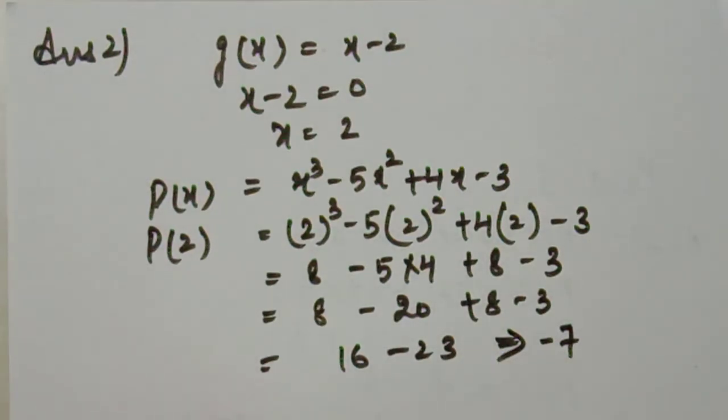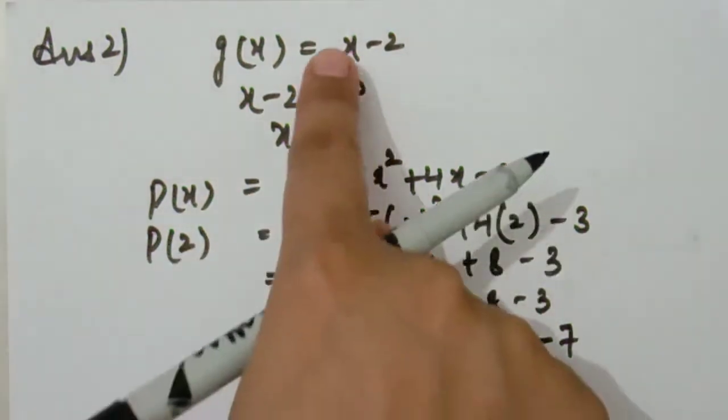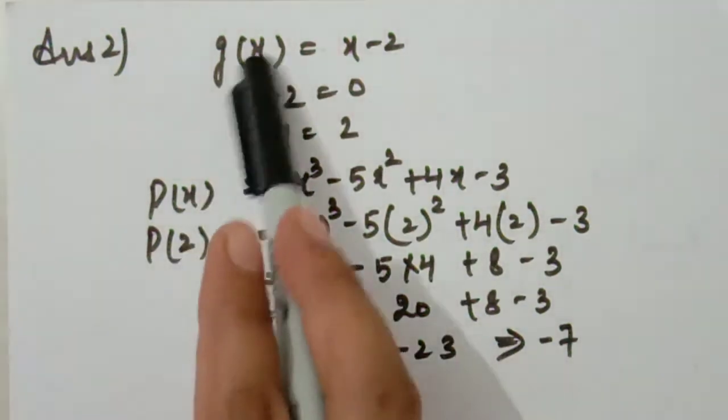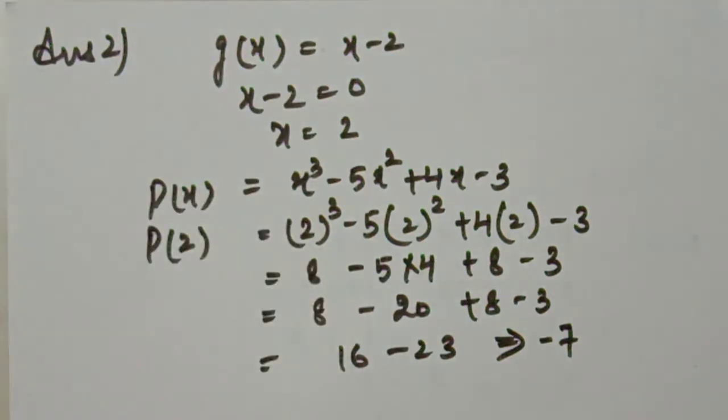So now it means when the remainder is there with the value of 2, g(x) is not a factor of p(x). If we get our result as 0, then definitely we can say that g(x) is a factor or multiple of p(x), but now g(x) is not a multiple of p(x).